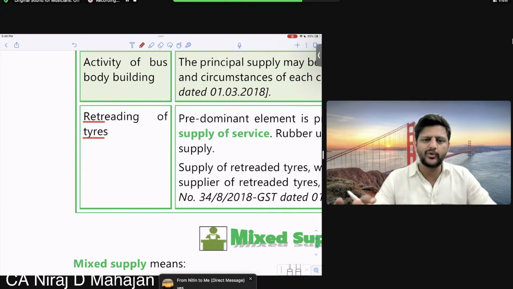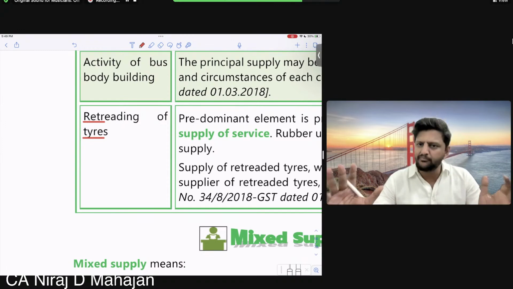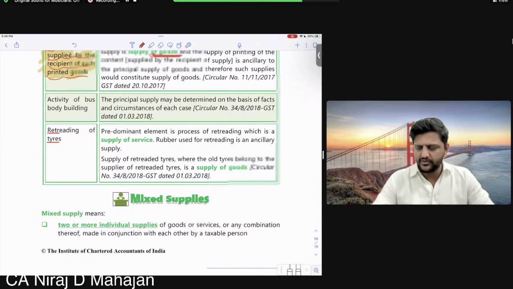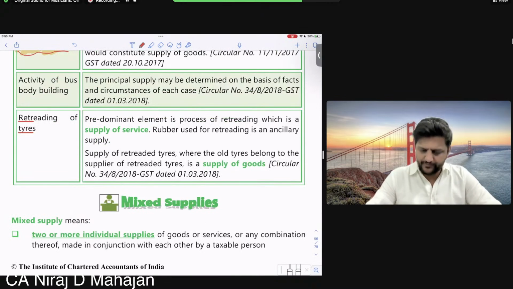If you go for filling air in your tires, air is free of cost, but they charge you for putting the air in the tire, for that machine. They are using a machine, right? So as such they are giving you a service. Anyways, let's go ahead.